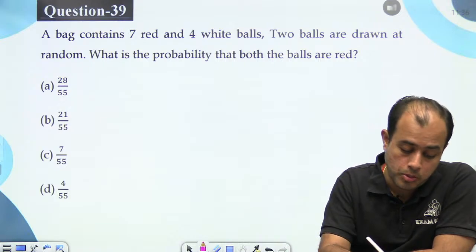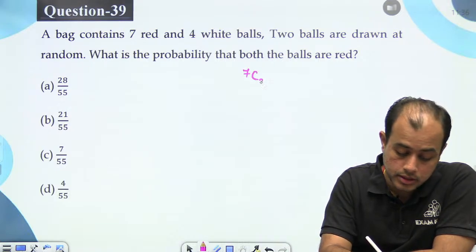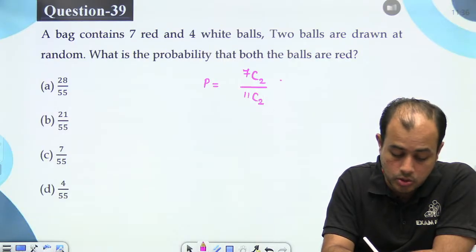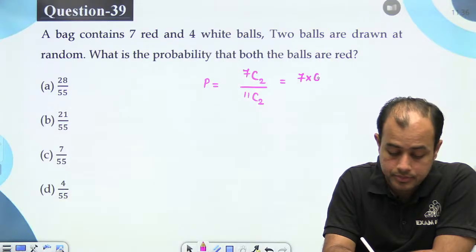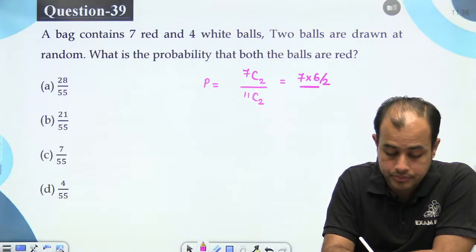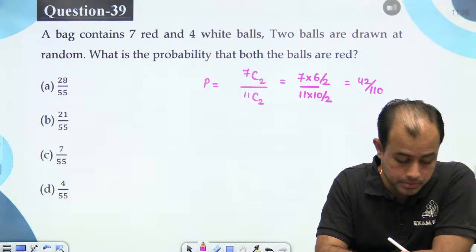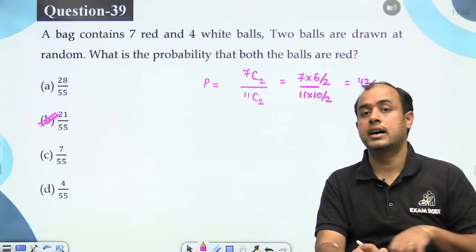Probability that the 2 balls are red, so that means we must choose 2 out of 7 and the total number of ways are choosing 2 out of 11. (21 by 55). Okay, the answer is B.